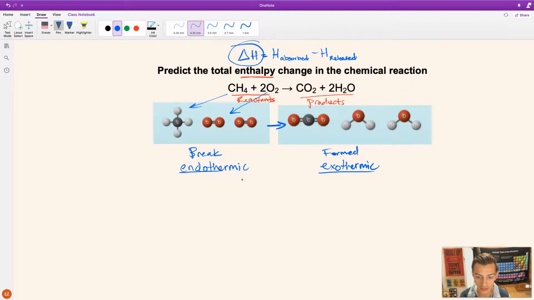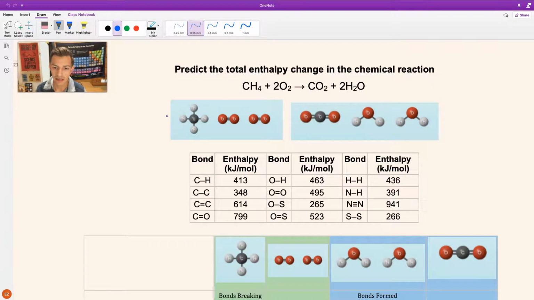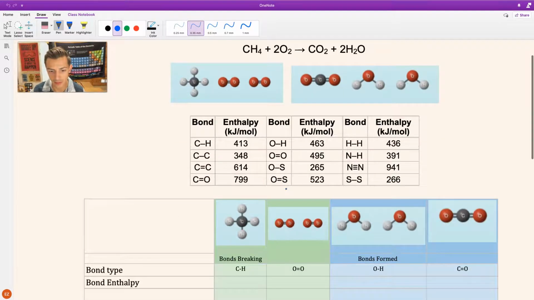Once we calculate the overall process, the amount of energy put into the breaking process, the absorbing process, and we subtract the amount that's released when they're formed, then we'll be able to calculate whether this overall reaction was exothermic or endothermic. And that's why that calculation up here exists. So let's go ahead and use some bond enthalpy values from this table to calculate the overall change in enthalpy from reactants to product. Remember, we're taking the reactants here and turning them into products over here.